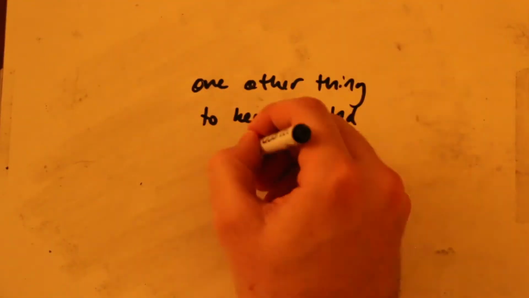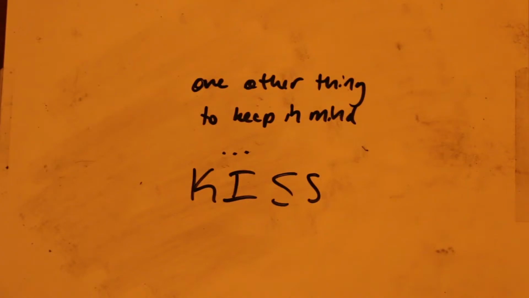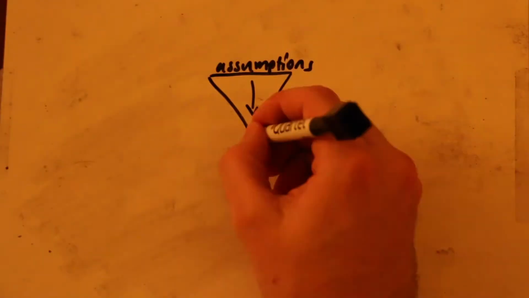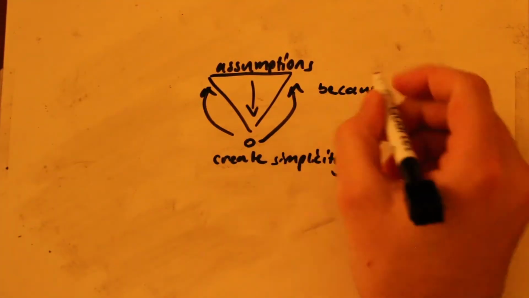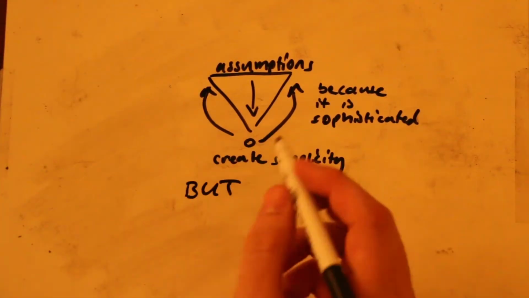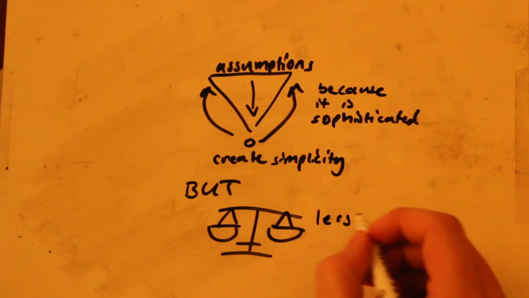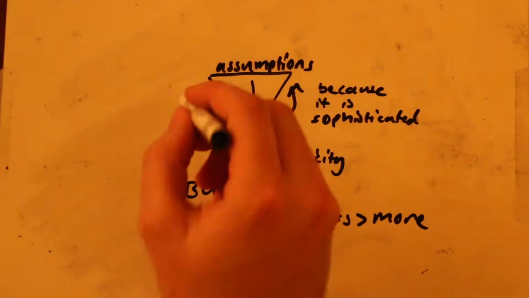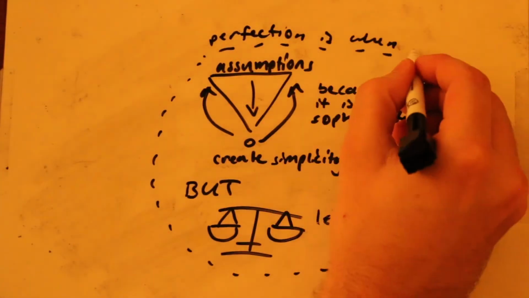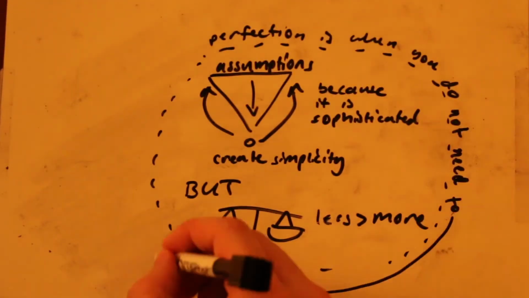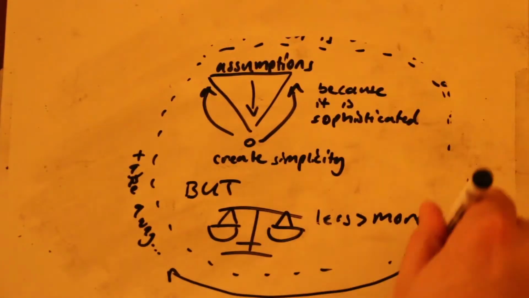One other thing to keep in mind are KISS principles. Really, all this means is to keep it simple, stupid. And how to do that is you narrow your assumptions to create simplistic views, and you simplify these views because simplicity is naturally sophisticated and less is often greater than more. You really want to design for perfection when you do not need to take anything else away because you've already added everything you needed.